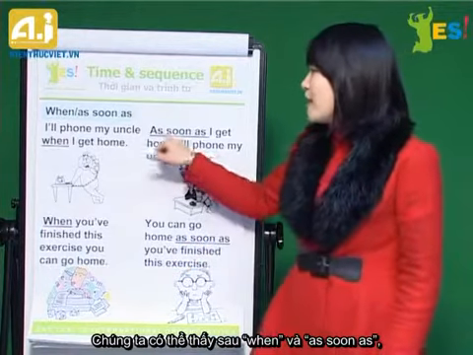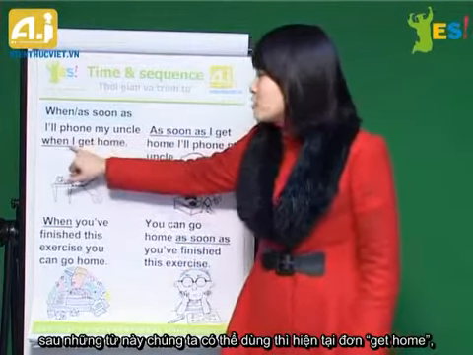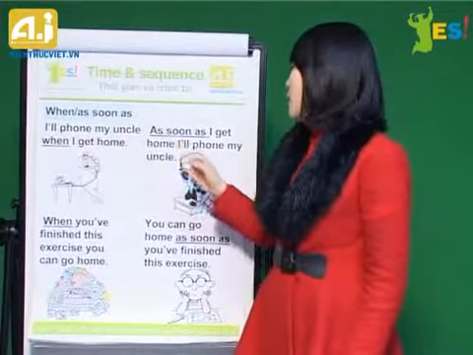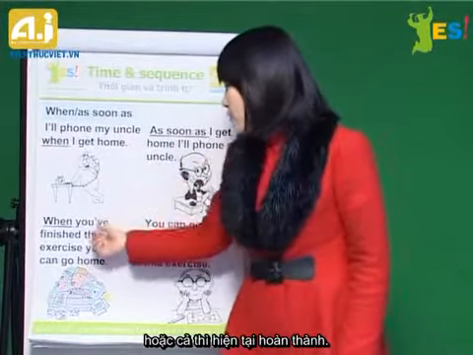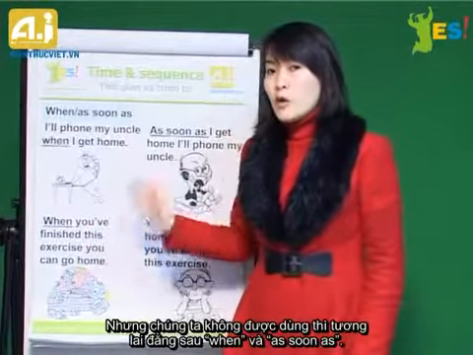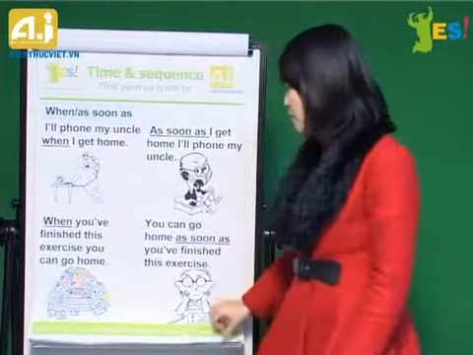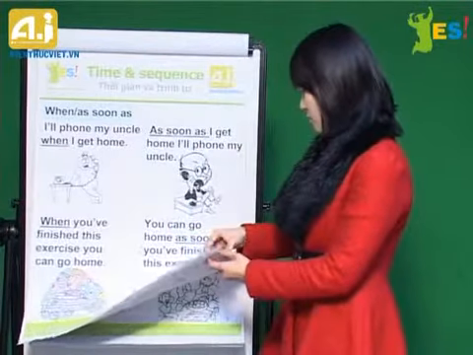We can see that for when and as soon as, after these words, we can use the present tense, like in this case, get home, or we can use the present perfect tense. But we don't use the future tense, like will do something, after when and as soon as. Okay?